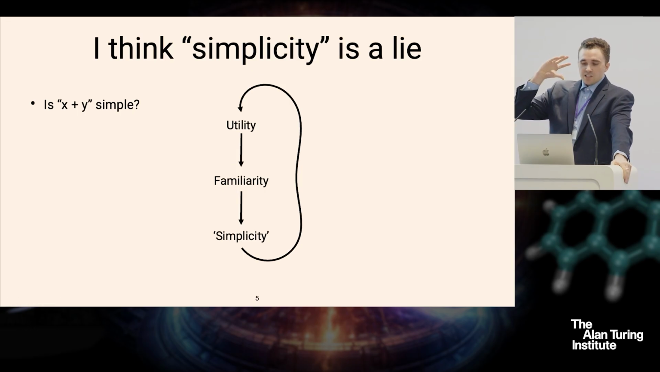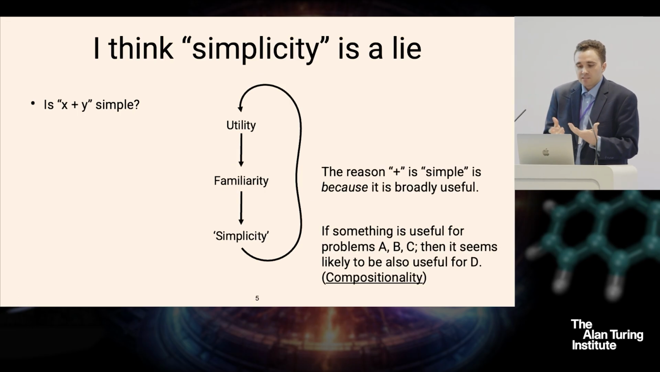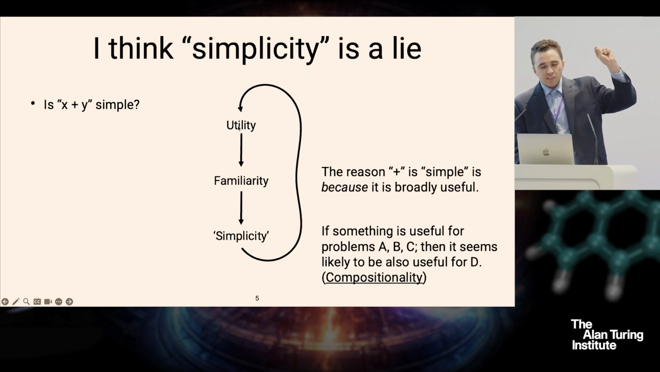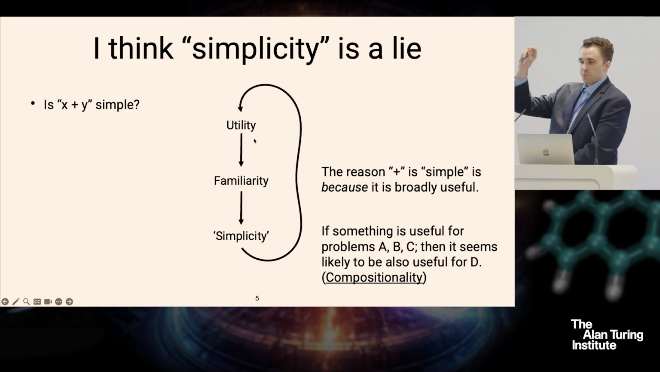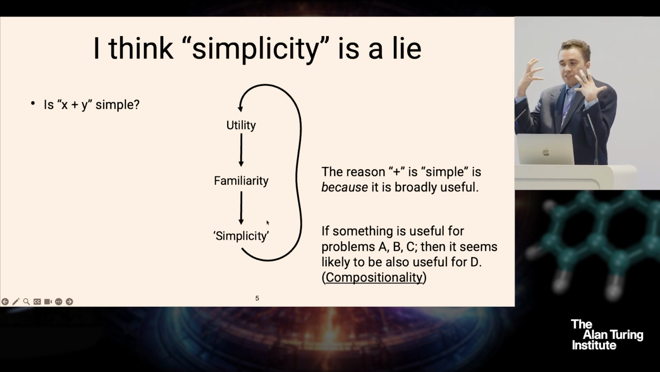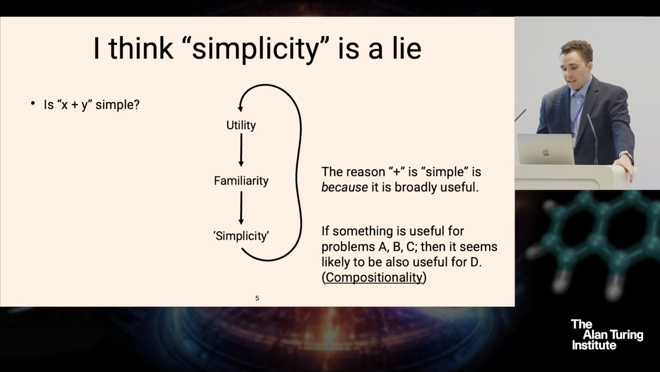And then this simplicity label is an aesthetic quality that we assign it because we're familiar with it. We usually think of it as simplicity implies utility, but actually it's the opposite direction. I think what actually happens is that something is proven useful for many different problems. We become familiar with that concept because of that, and this familiarity leads us to call it simple. I think this is what is actually happening.